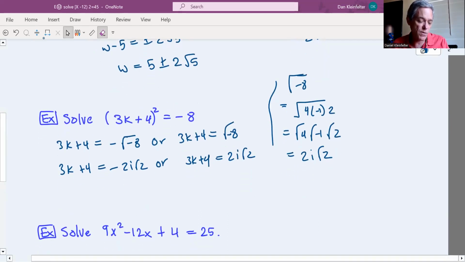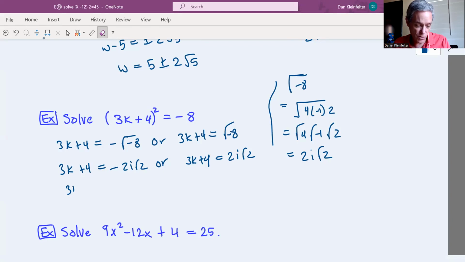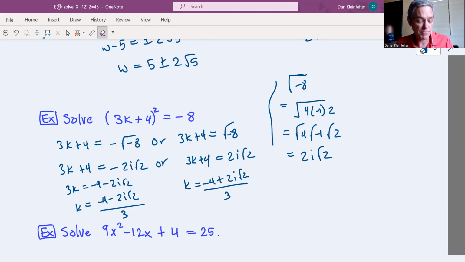All right, so then to finish this, to isolate k, we should subtract 4 and divide by 3. I'll do it in 2 steps. 3k is -4 minus 2i√2, and then divide by 3. So this will be (-4 - 2i√2)/3. Follow the pattern, same thing for the other one. We will end up with k is (-4 + 2i√2)/3.